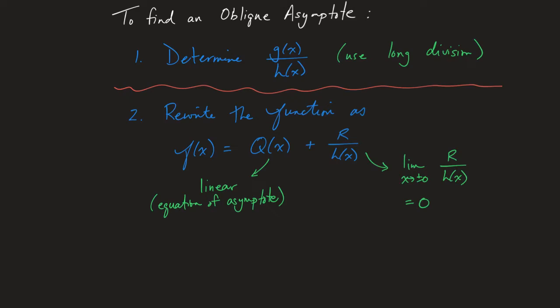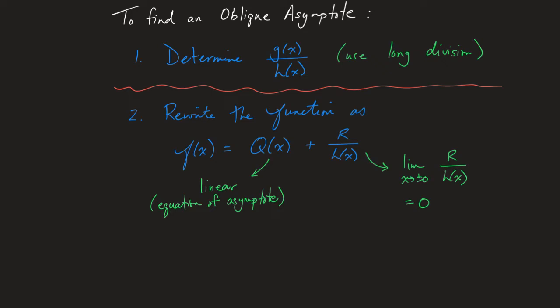What you see on your screen now is the process for us to do that. Now, you'll also notice that I put this big red wavy line down the middle because there's really only one step for us to find an oblique asymptote, and it's actually probably the easiest one for us to find. You just have to do step 1. Determine g of x divided by h of x. So what that means is actually do the division. What you see in brackets is we're just going to use long division to find that asymptote.